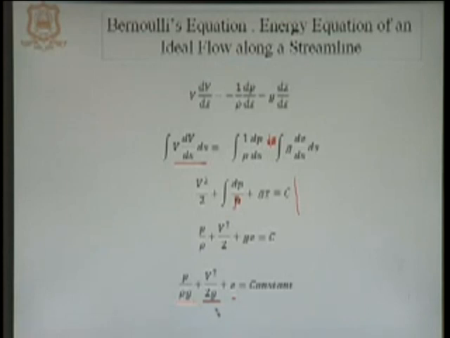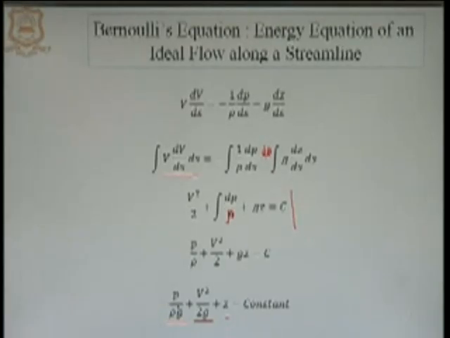Now, if you look at this equation in further detail, we can observe that P over rho g is nothing but pressure energy per unit weight, V square over 2g is kinetic energy per unit weight, and z is potential energy per unit weight. This z, if we do the dimensional analysis, is in meters, and V square divided by 2g will also come in terms of meters, and P over rho g also will come in terms of meters. So, all these three terms are in meter form.